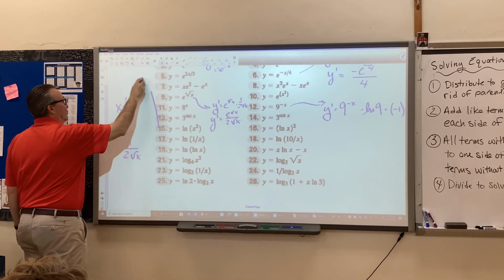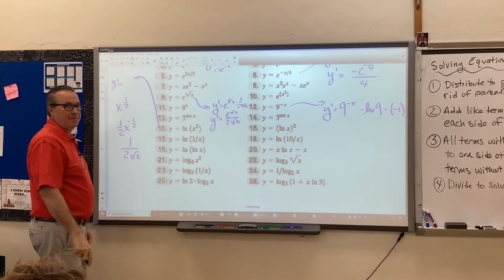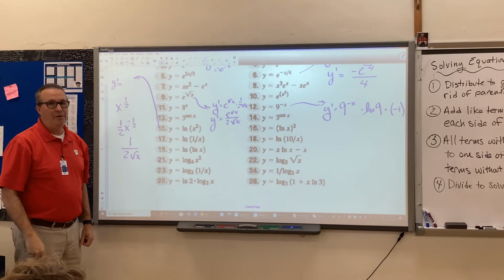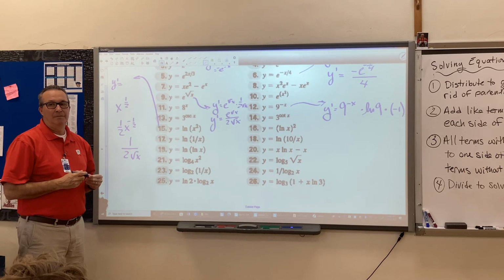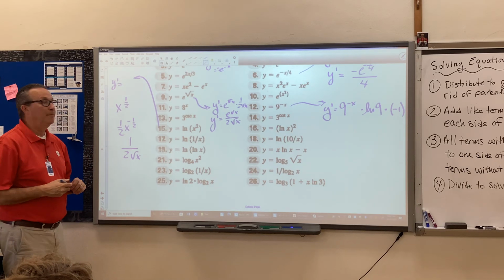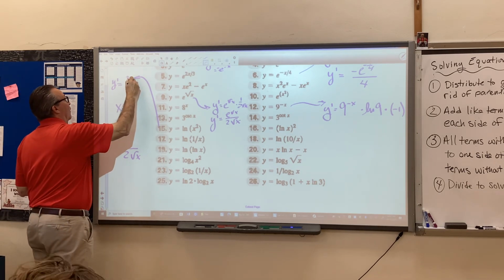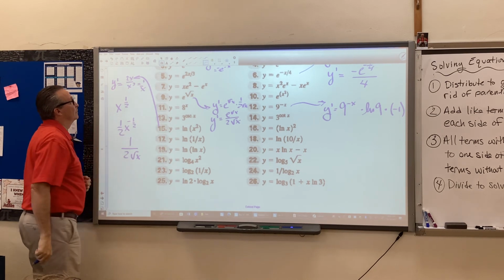Different rule already. U prime over u. X squared. U prime is 2x. So it's 2x over x squared, which is 2 over x.